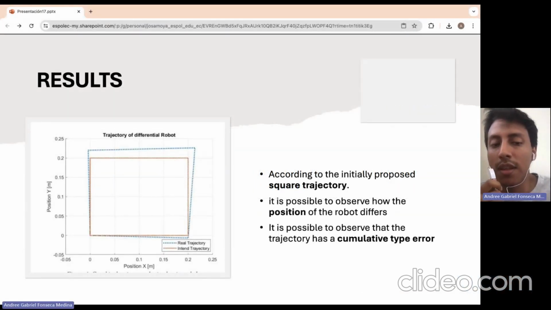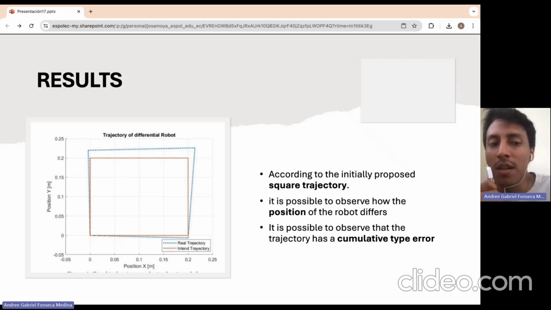The orange dots are the intended trajectory. That's the trajectory that the robot should follow. And the second one is the real trajectory. That is the trajectory the robot actually followed, and it reports its position with a sensor.